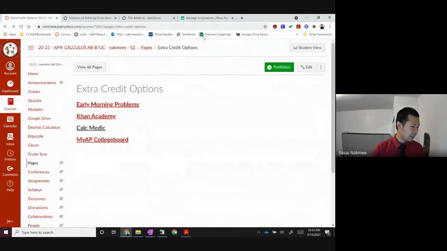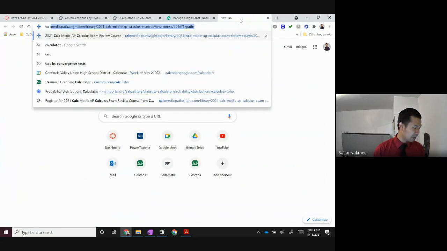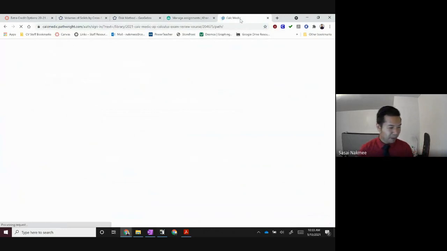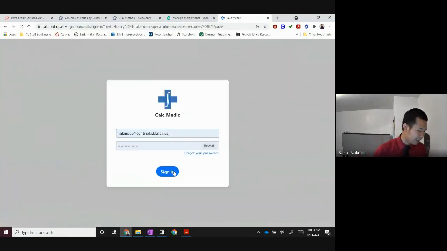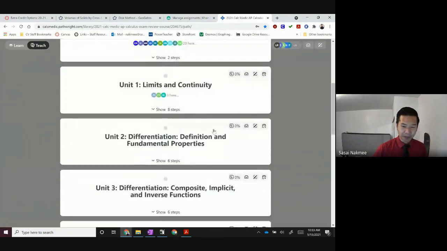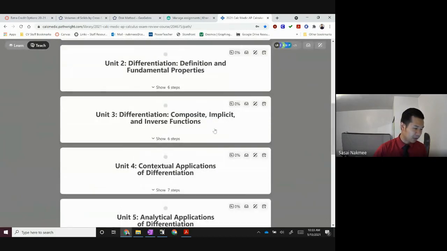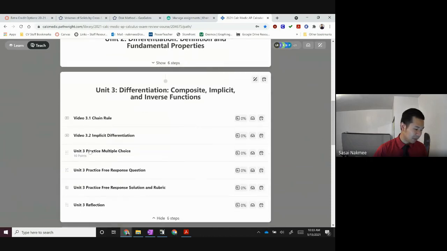And the last one is Calc Medic. I haven't put the link up on there yet, which I should, but most of you guys have joined Calc Medic. This one's the same thing. It just breaks down from Unit 1 all the way to the end. It's pretty much like Khan Academy. But they have video of a different person explaining it, and they also have other practice problems for you to do in there. So you can go into here for the derivatives. You can do the multiple choice. And what I love about this site is the free response questions have the solutions, and you can practice grading them. And we'll do that together as well for other problems.